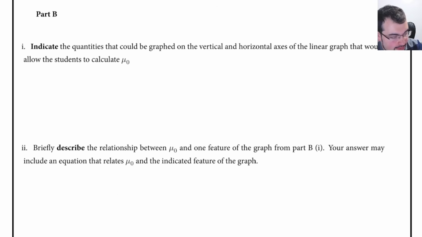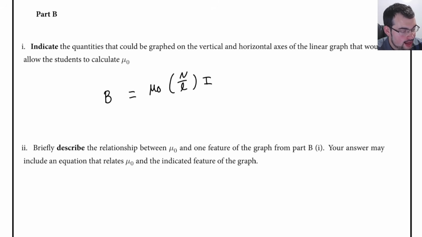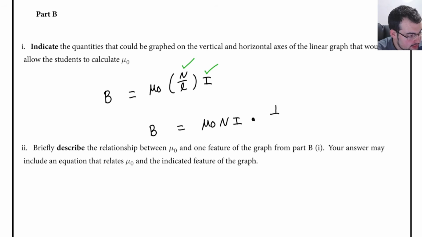All right, what can we graph? Well, we know that B is equal to mu naught times N over L times I. I was given to us. I is a constant. Capital N was given to us. That is a constant. We measured L. We measured B. We want mu naught. So let's get everybody separated. Well, B is B. So B is separated. Mu naught is not a variable. N is not a variable. I is not a variable. But 1 over L is.